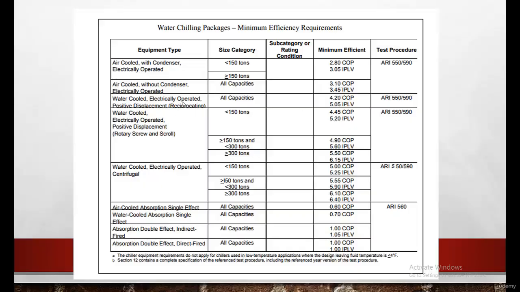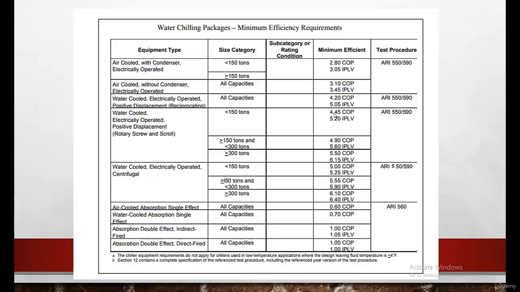Water cooled chiller, electrically operated: if we use positive displacement compressors in a water cooled chiller, then its coefficient of performance is 4.20. Here you see the coefficient of performance of the water cooled chiller is very high as compared to the air cooled chiller, so it is more efficient. Water cooled chiller, electrically operated, with rotary screw or scroll compressor has a coefficient of performance of 4.45.